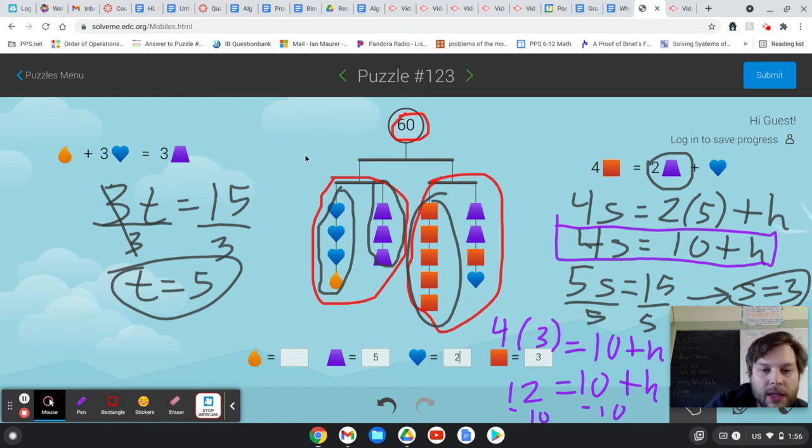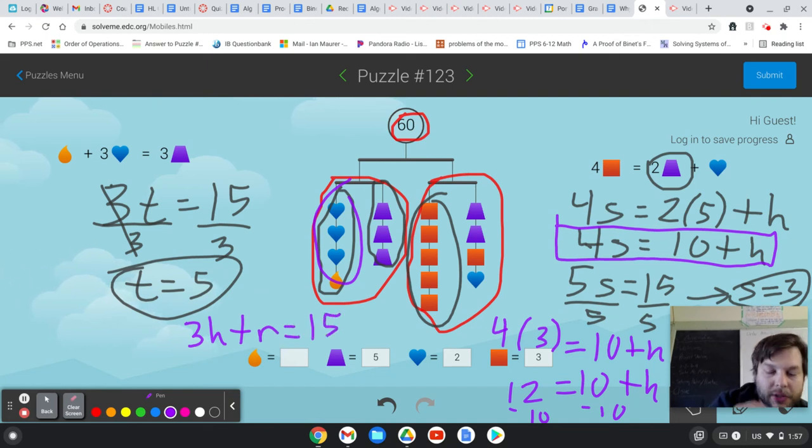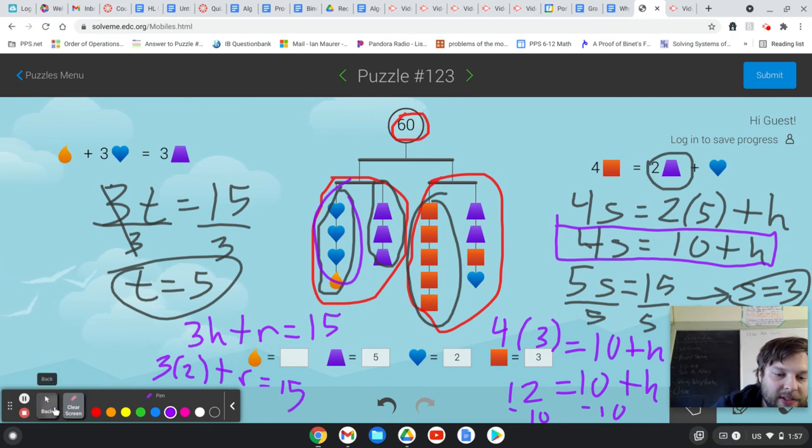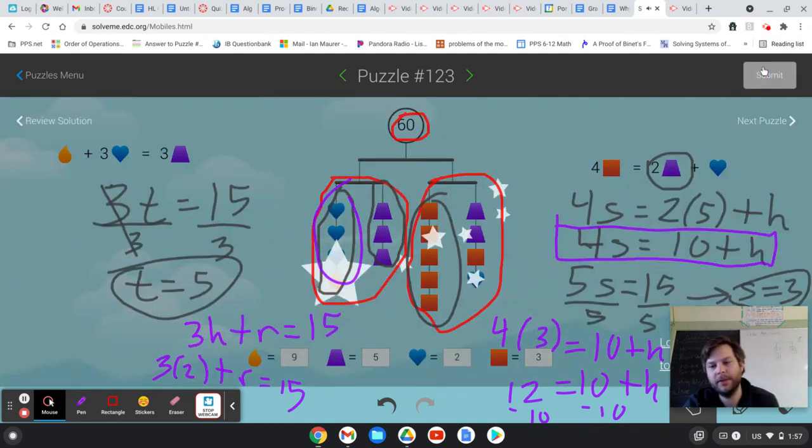Very last piece. Now that we know a heart has to be 2, I can go back over here to this little piece where I had 3 hearts plus a raindrop has to equal 15. So 3 hearts plus a raindrop has to be 15. What was a heart again? Heart was worth 2. So 3 times 2 plus a raindrop is 15. And that would mean that I have to do 15 minus 6. Raindrop has to be 9. And let's see if I did it right. Beautiful.